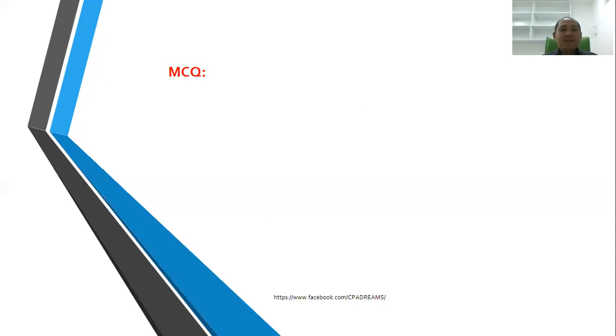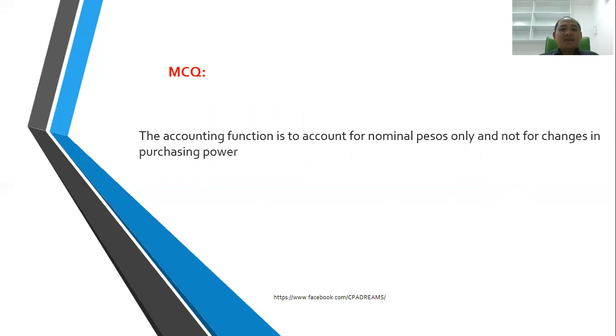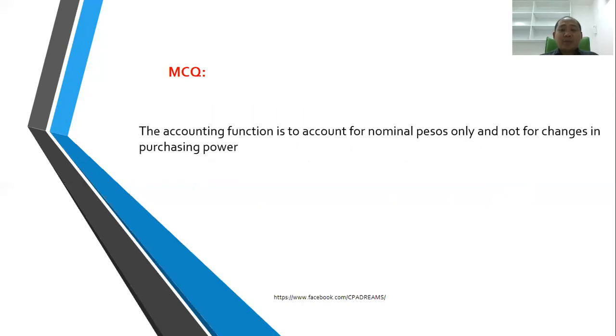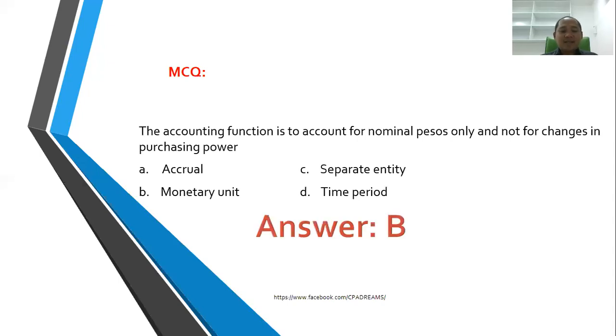Okay, next. The accounting function is to account for nominal pesos only and not for changes in purchasing power. A, accrual. B, monetary unit. C, separate entity. D, time period. 3 seconds. Of course, that is monetary unit.